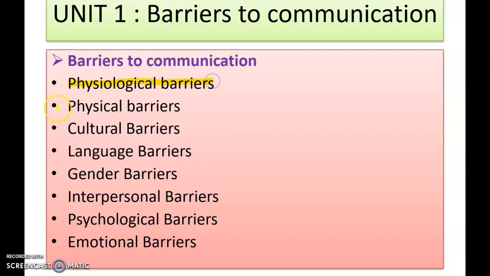First is physiological barrier, then physical barriers, then cultural barriers, language barriers, gender barriers, interpersonal barriers, psychological barriers, emotional barriers. So these are barriers to communication. These are very important. We will see what comes under the physiological barriers, like attention, then physical barriers, then cultural barriers. People are staying in different states and different countries, so cultural barrier will come. Language barrier, again the same. In one country itself there are many languages. The best example is India. If you want to communicate with any person and you don't know the language, that again comes under the language barrier, right?